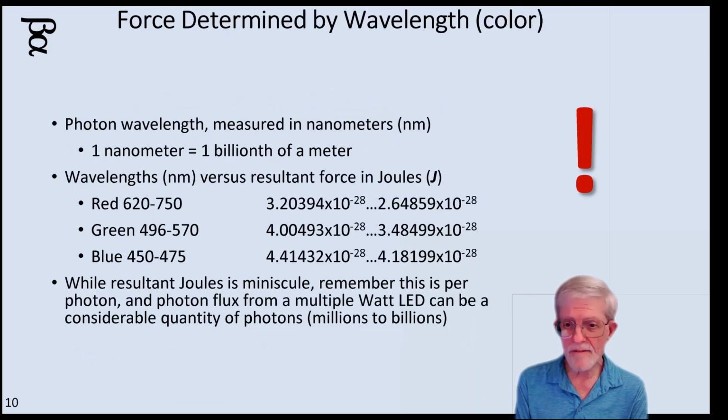Now we get down to the very, very, very small numbers. You can calculate, based upon the wavelength or the color of light, what the force in joules would be. And this is for a single photon. And there are many millions to billions of photons from a light source. Don't think of it as just way too small a number, because it's actually going to get even smaller. But times 10 to the minus 28, that's pretty much nothing.